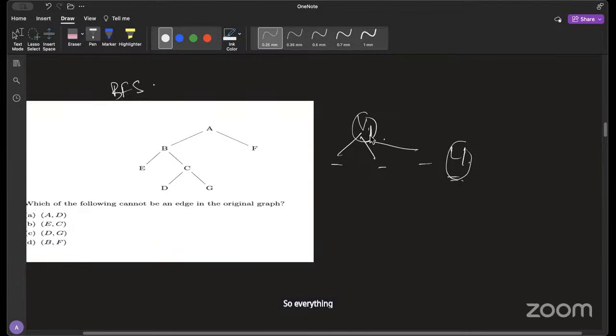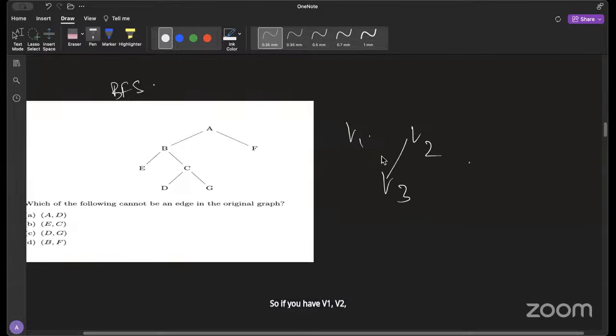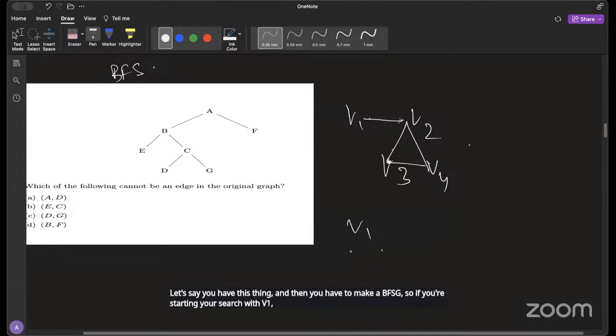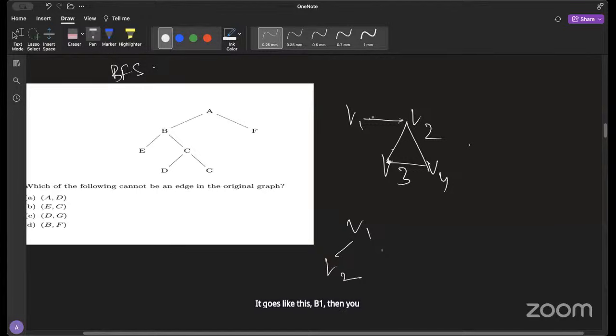So everything that's directly connected to V1, you write them here on this level, and then everything that's directly connected to these vertices, you write them here one by one. So you start with this vertex, then get done with this. Let's do a small example. Ma'am, the option A would be right, ma'am? Yeah, we'll come to that. Let's just do this thing first. Let's say you have this graph and you have to make a BFS tree. If you're starting your search with V1, it goes like this: V1, then you go to V2.